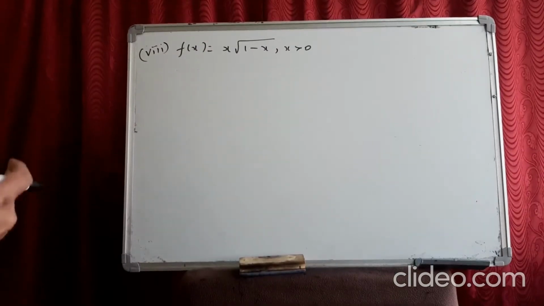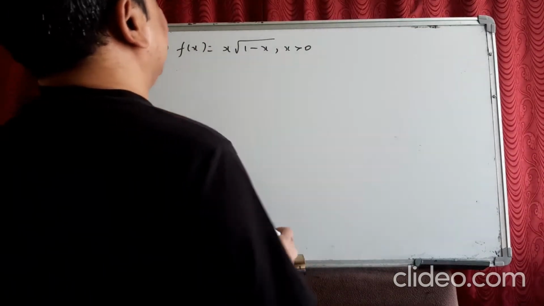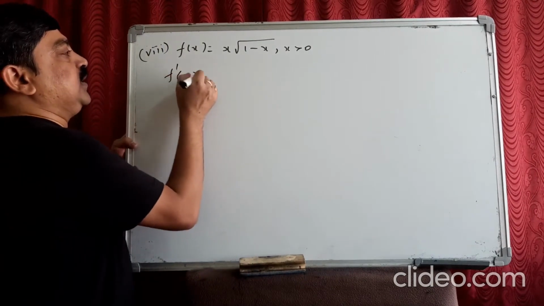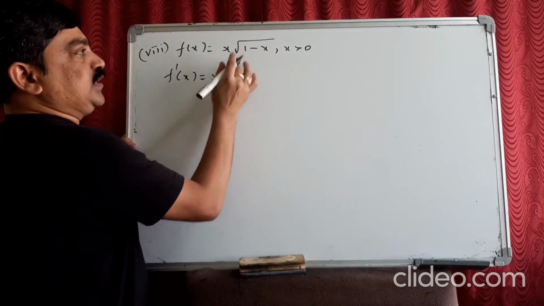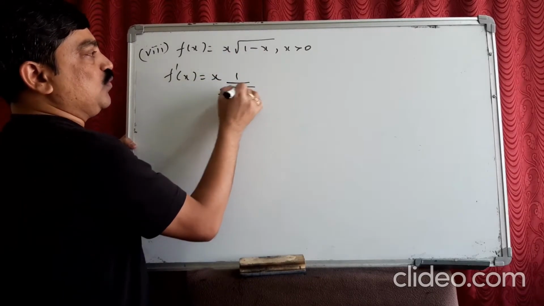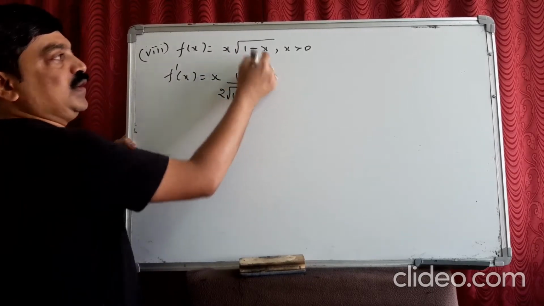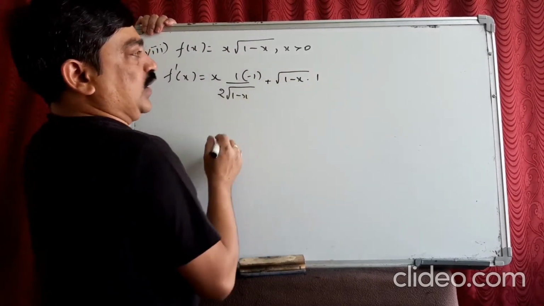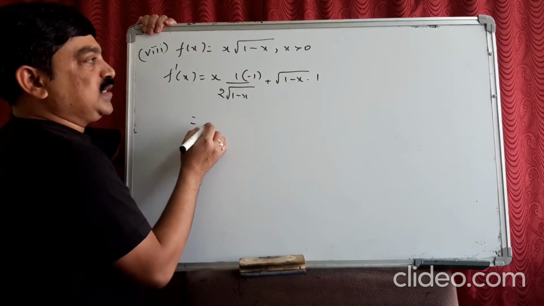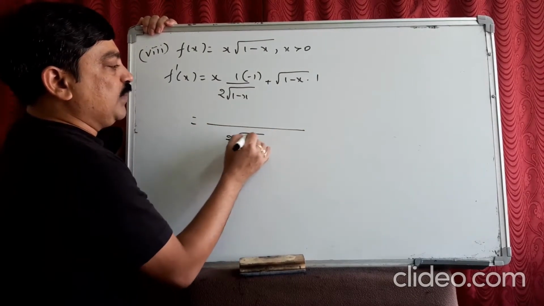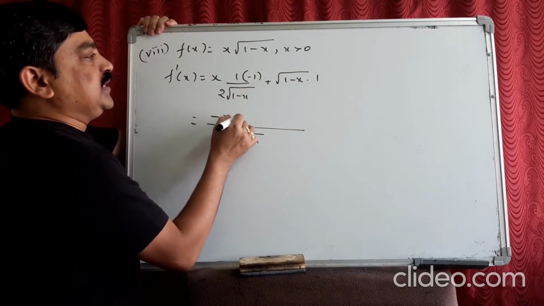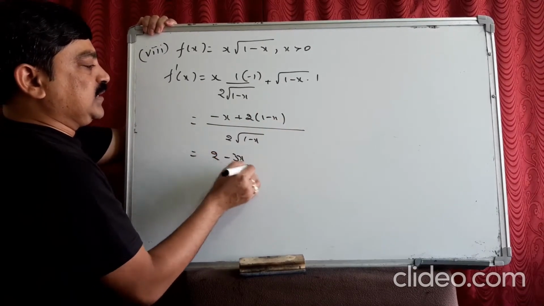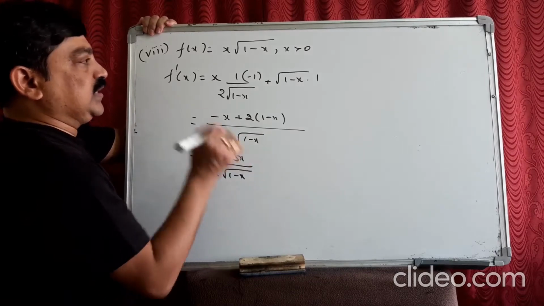See, here also you are asked to take x positive value in the 8th question. Let us go with the same process. First of all, f dash of x, uv. x into derivative of this, 1 by 2 root 1 minus x into minus 1, derivative of root of 1 minus x, plus root of 1 minus x into 1. So it becomes, LCM is 2 root 1 minus x, minus x plus 2 into 1 minus x. It becomes 2 minus 3x by 2 root 1 minus x.